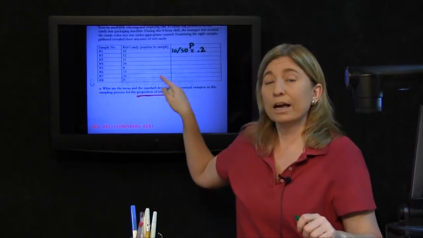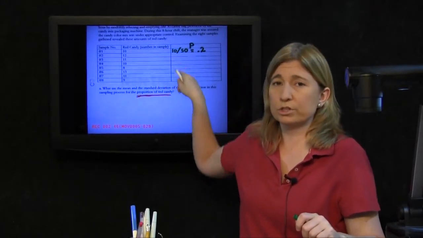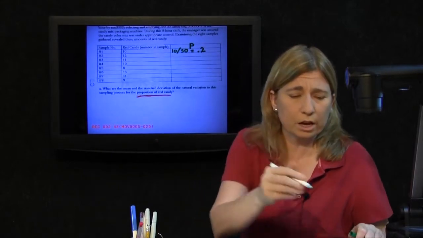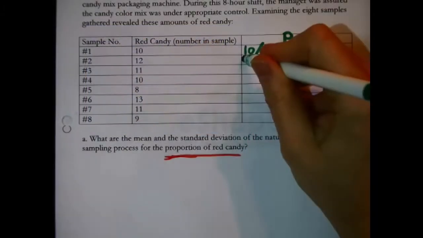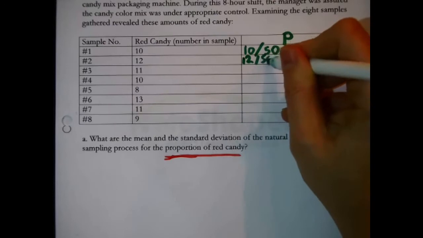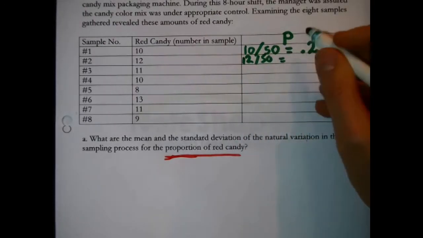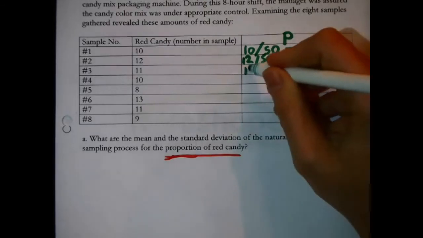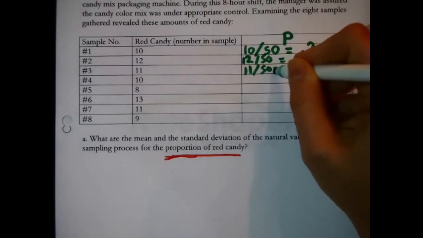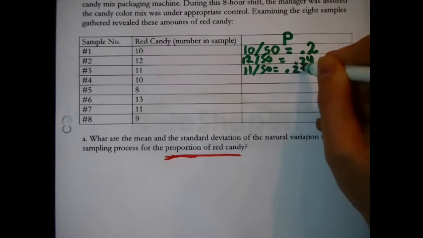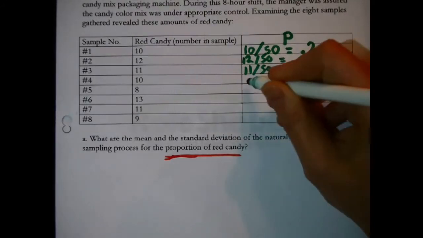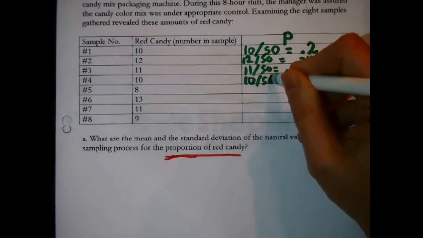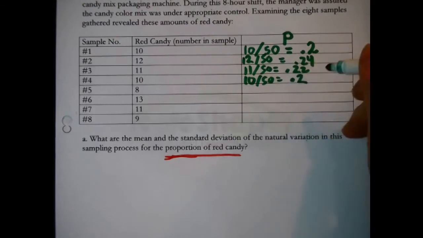Now what we need to do is we just need to do this logic for all of the samples. So for the second sample, there were 12 red candies and there's 50 in a bag. So 12 divided by 50, I get 0.24, 24% red. For the third sample, 11 divided by 50, 0.22. For the fourth sample, we're back to 10. 10 divided by 50 is 0.2, exactly 20%.